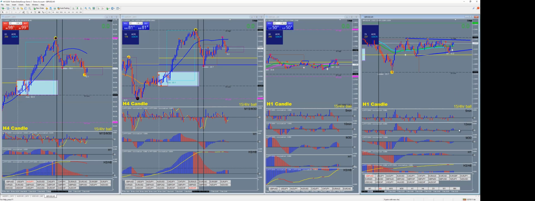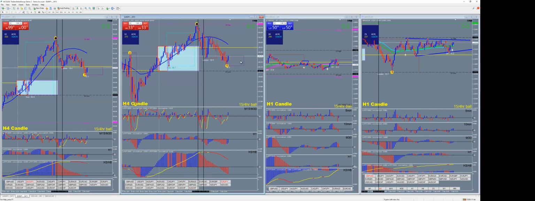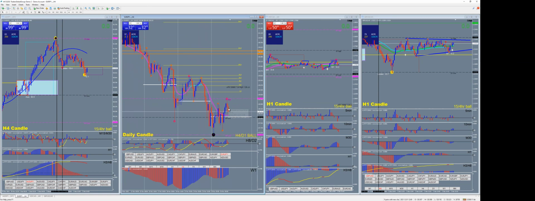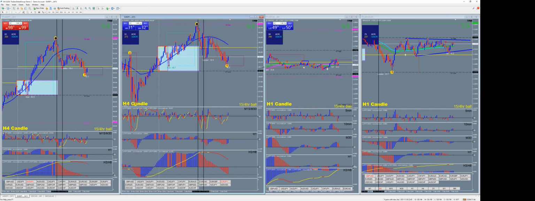Still red. Did you look at the euro yen? Yes, we did. According to the 4-hour it was a retracement to the short side, but in session is going long. Right, the 1-minute should be going long on this.